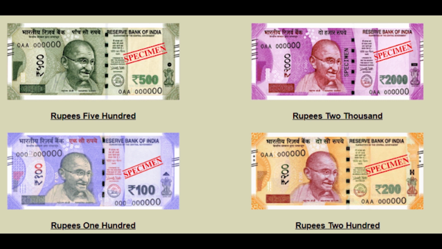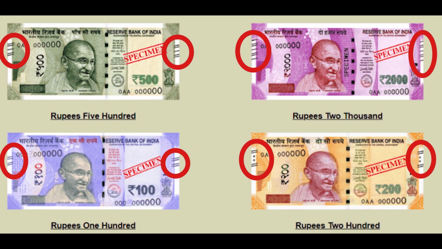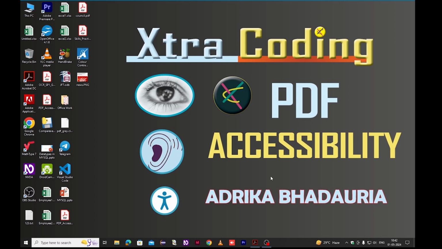There's another application of accessibility in Indian rupee notes. There are different lines and dots on the edges of the notes which help visually impaired people to know which note they are holding. These are some of the basic applications of accessibility in our daily life.